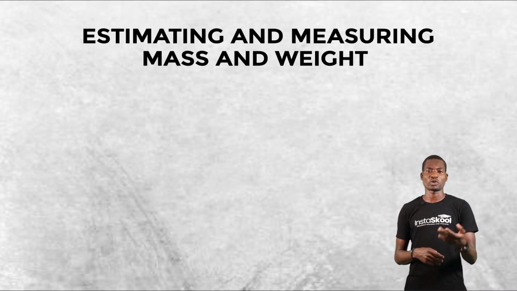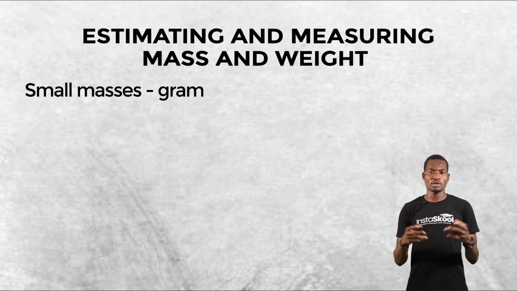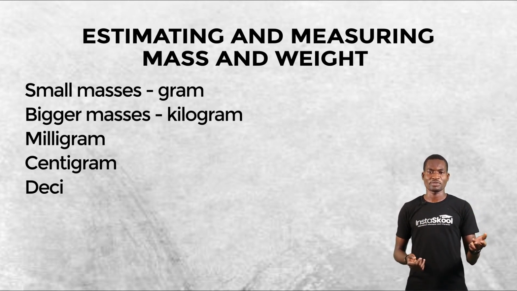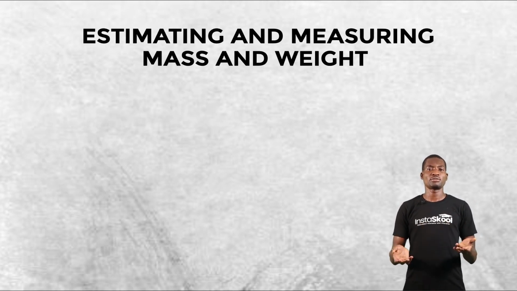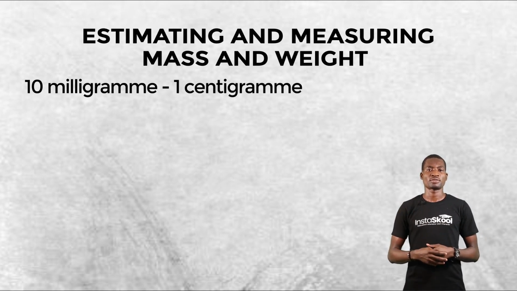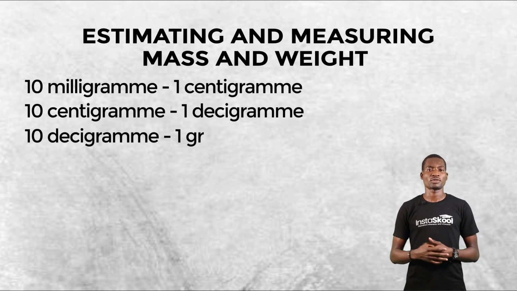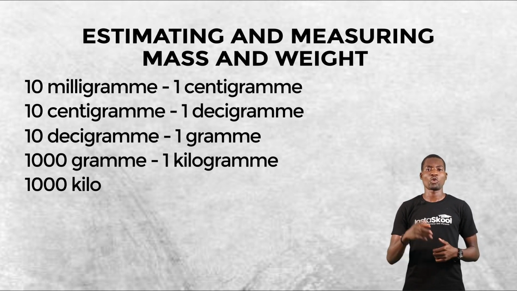Let us now move to the next, estimating and measuring mass and weight. Small masses are usually measured in gram. Bigger masses can be measured in kilogram. However, there are other smaller units of mass. We have the milligram, the centigram, and the decigram. The conversion scale of gram is therefore given as 10 milligrams make 1 centigram. 10 centigrams make 1 decigram. 10 decigrams make 1 gram. 1000 grams gives 1 kilogram, and 1000 kilograms make 1 ton.